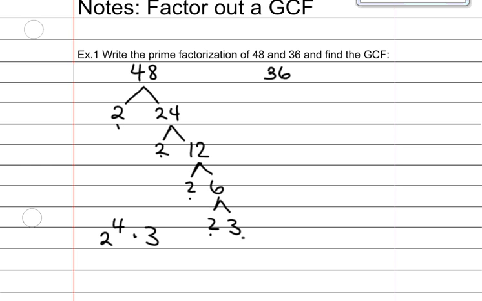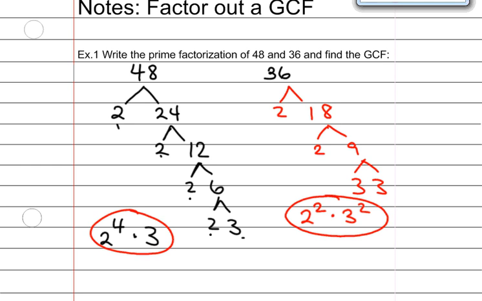Now what I want you to do is the prime factorization of 36 by yourself. Okay, so there's the factor tree for 36. Its prime factorization is 2 squared times 3 squared. Now my goal here is to find the GCF of 48 and 36. Like I said at the beginning, there are different ways of finding it, but this is the way that I want to show you for this lesson.